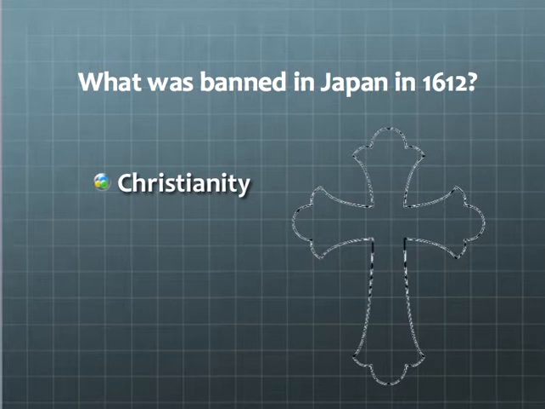What was banned in Japan in 1612? That would be Christianity. When there were some Christian missionaries there, the Tokugawa thought they were being too pushy, and they banned Christianity in 1612.